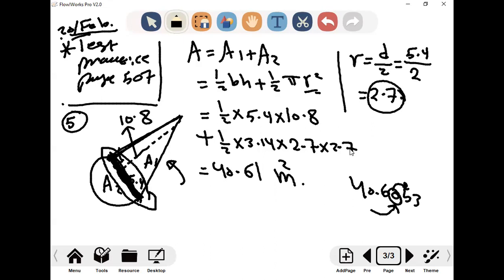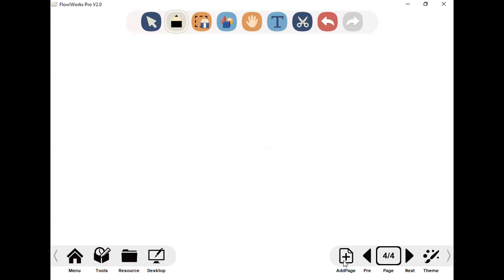I want the shaded area. Here we added the areas, right? Subtraction. Negative is a sign of a number. It's not an operation. The operation we call subtraction, not negative. You understand that?